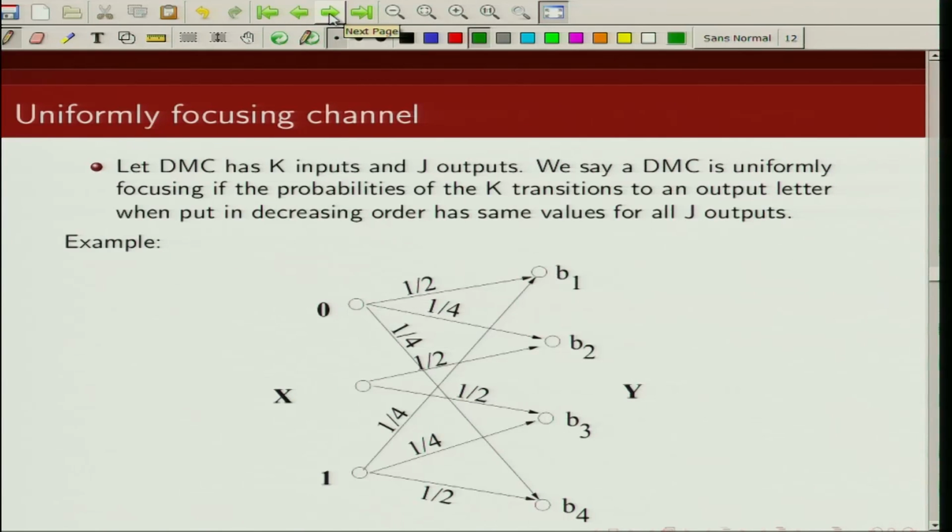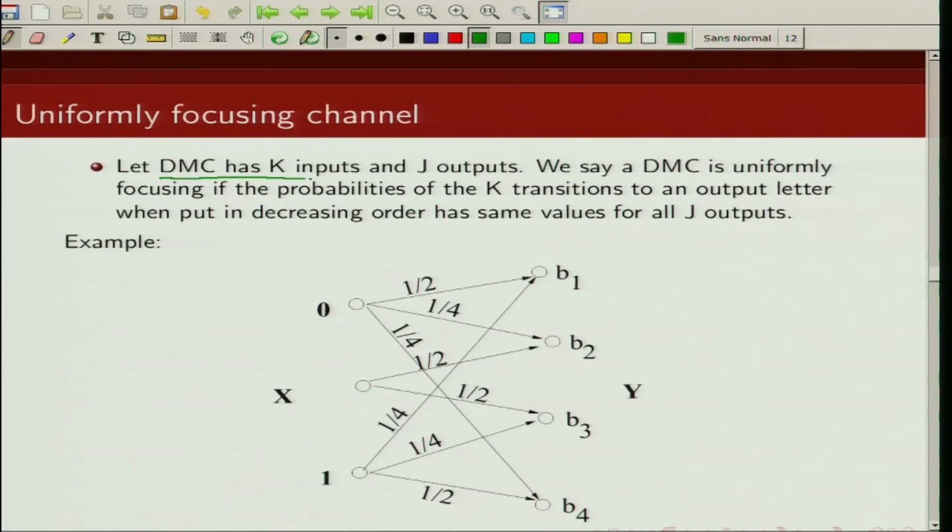Now let us talk about another type of channel, which is known as a uniformly focusing channel. So what is a uniformly focusing channel? Let us consider a discrete memoryless channel which has k inputs and j outputs. In this particular example, k is 3 because I have 3 inputs. Okay, you can call them 0, 1, 2 or whatever you want. And there are 4 outputs, j is 4: B1, B2, B3, B4.